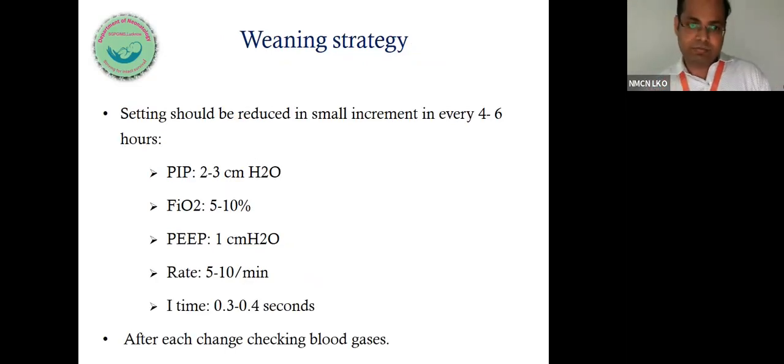The settings should be decreased every 4 to 6 hours, and PIP should be reduced in units of 2 to 3 centimeters of water, and FiO2 should be weaned by 5 to 10% every 4 to 6 hours. Then PEEP can be reduced by 1, but it should never be reduced below 5 because of physiological issues. And then the rate should also be weaned. Most of the time I see in ICUs that we are not weaning the rates, so that should also be weaned. Inspiratory time should be kept between 0.3 to 0.4 seconds. And we should reassess using blood gases as and when needed.